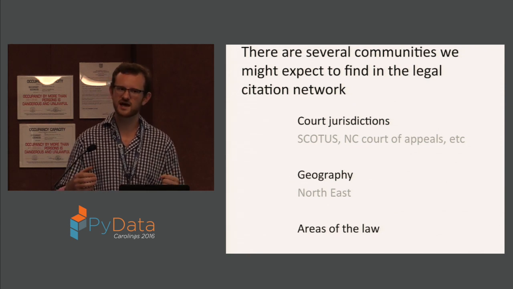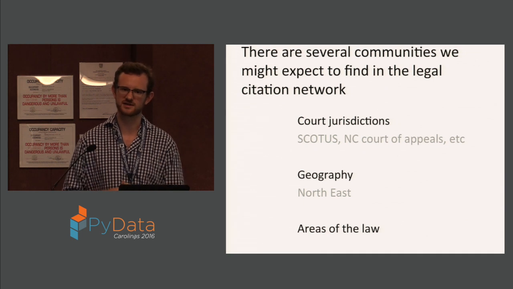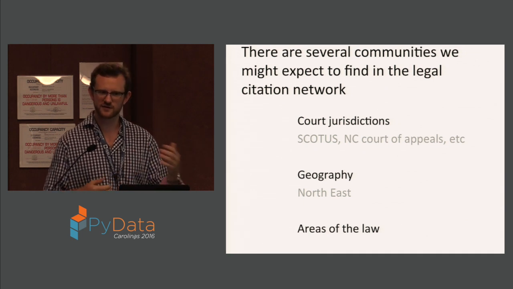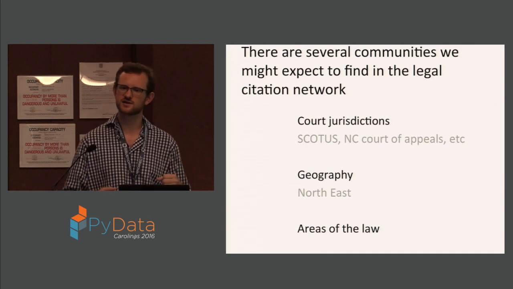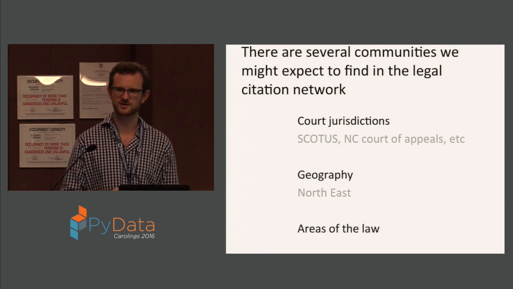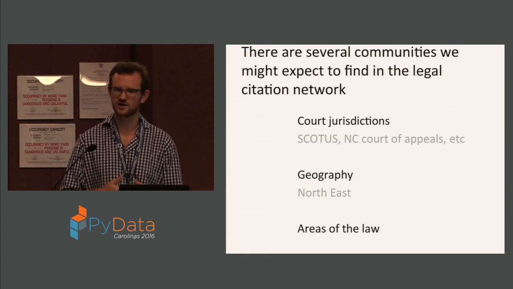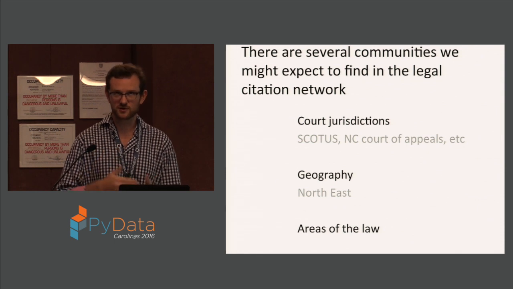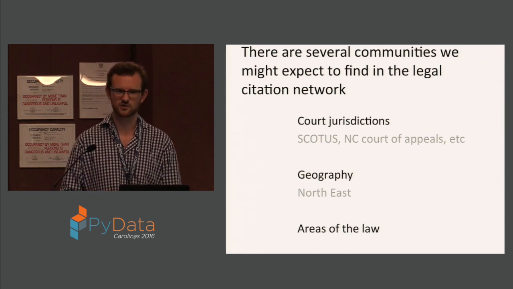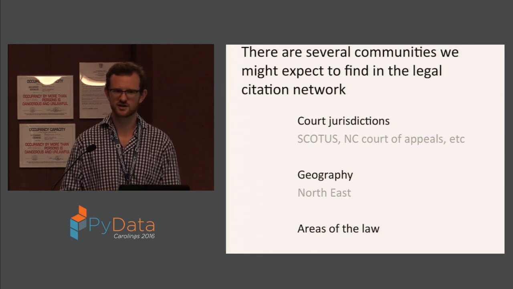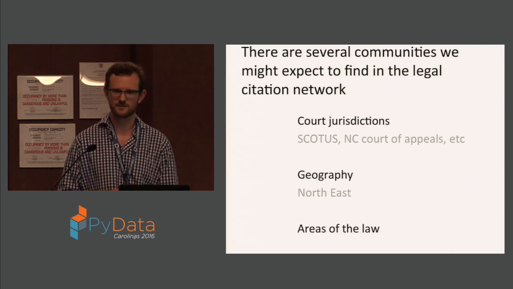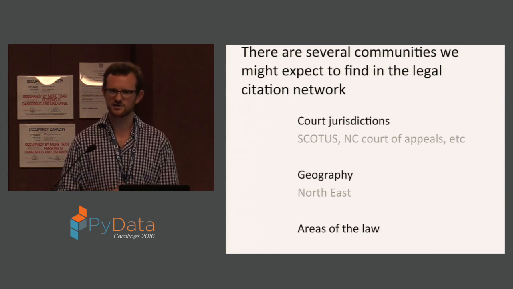But what about finding unexpected communities? That's sort of what we would hope to find. So for example, there's no good reason why one jurisdiction should favor another. So there isn't a good reason that North Carolina's Supreme Court should favor the South Carolina Supreme Court. They're geographically close to each other, but legally that doesn't mean anything. But what if they do? That's interesting to know. That's something community detection might be able to pick up.